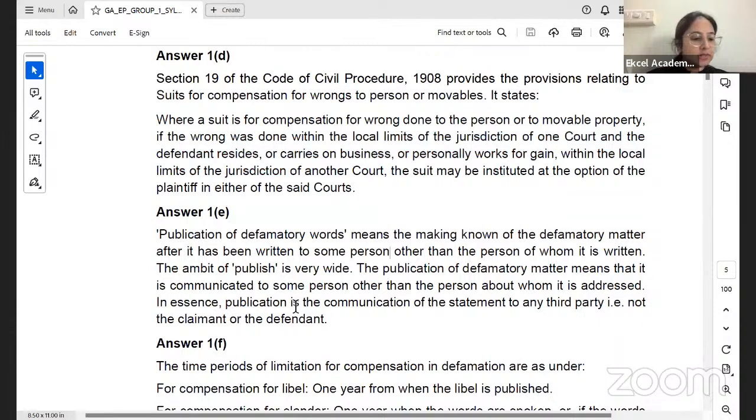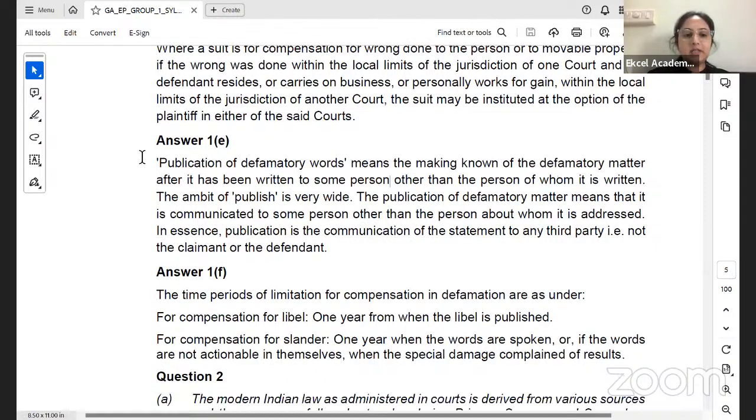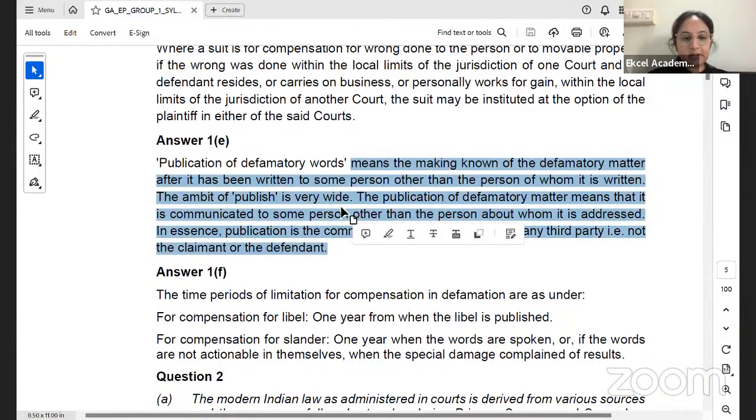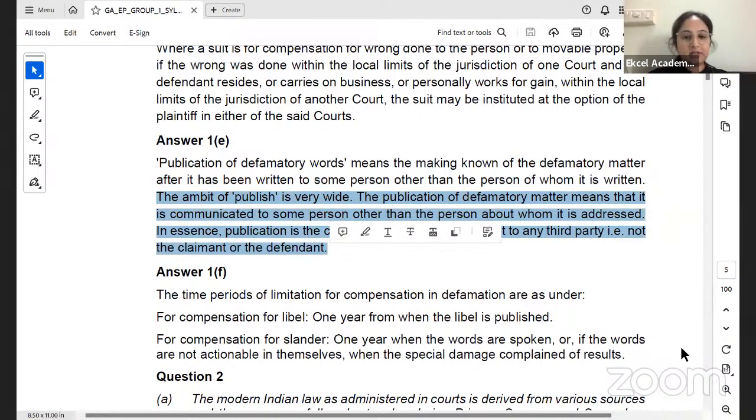Okay, next question is about publication of defamatory words. What is publication of defamatory words? That is E. So we will see this. This is also direct, no? So it's easy. You just have to answer what is publication of defamatory words. It means making known the defamatory matter after it has been written to some person other than the person to whom it is written. The ambit of publish is very wide.